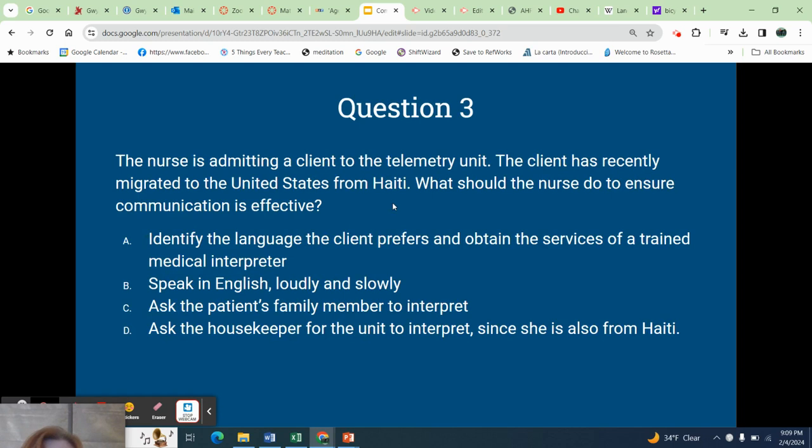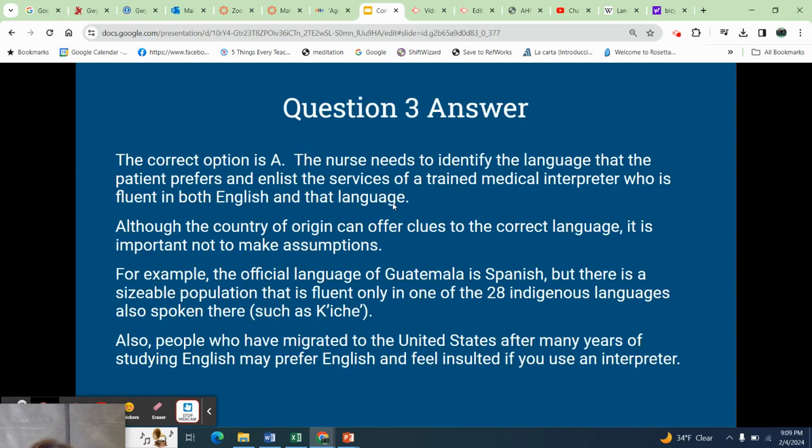Yes, the sender was a nurse. We did all that. Question three, the nurse is admitting a client to the telemetry unit. The client has recently migrated to the United States from Haiti. What should the nurse do to ensure communication is effective? A, identify the language the client prefers and obtain the services of a trained medical interpreter. B, speak in English, just louder and slower. C, ask the patient's family member to interpret. Or D, ask the housekeeper for the unit to interpret. Since she's also from Haiti, you should know that the correct response is A. And again, she might come from Haiti. She might have migrated from Haiti recently, but maybe she grew up in the Dominican Republic and actually prefers Spanish.